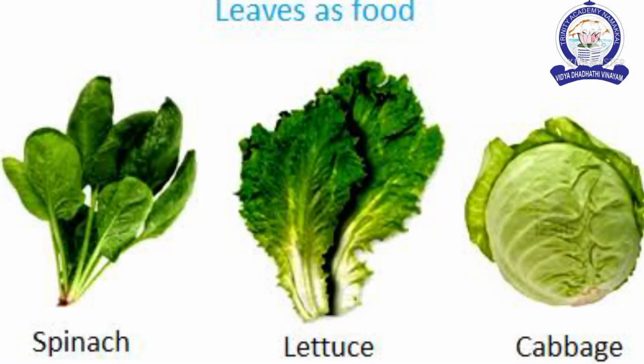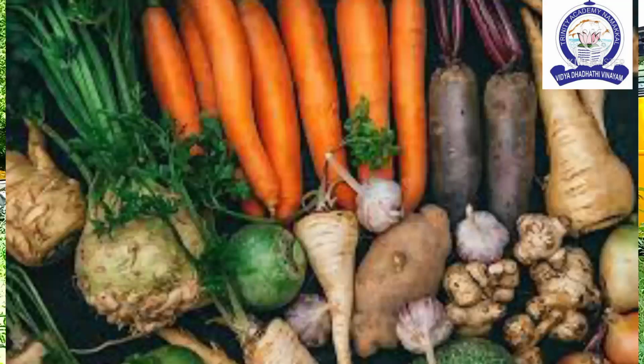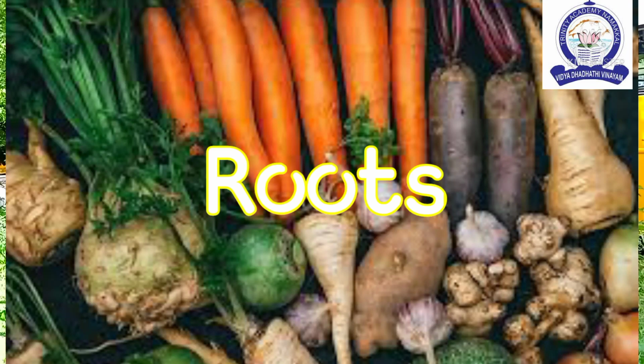Third topic. How do plants use their food? The food prepared by plants is in the form of simple sugar. It is used in a number of ways by the plant. It is used to get energy. Some of it is used for growth. Extra food is stored in the form of starch in leaves, stems or roots. We eat that part of a plant which has food stored in it.